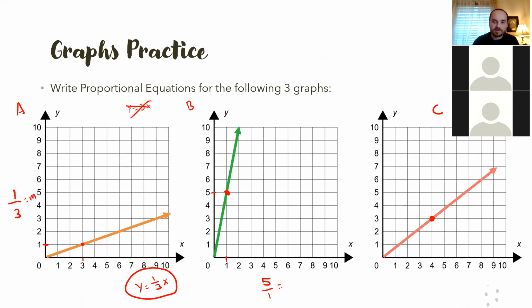So our m is equal to 5 over 1, which means our equation, we can just substitute this in. Again, because it's 5 over 1, we can just write 5. We don't need to write the divided by 1. So y equals 5x for the second one. All right. You can give me the last one, then you're good to go. If you are confused, please let me know in chat so I can try to help you out with it.